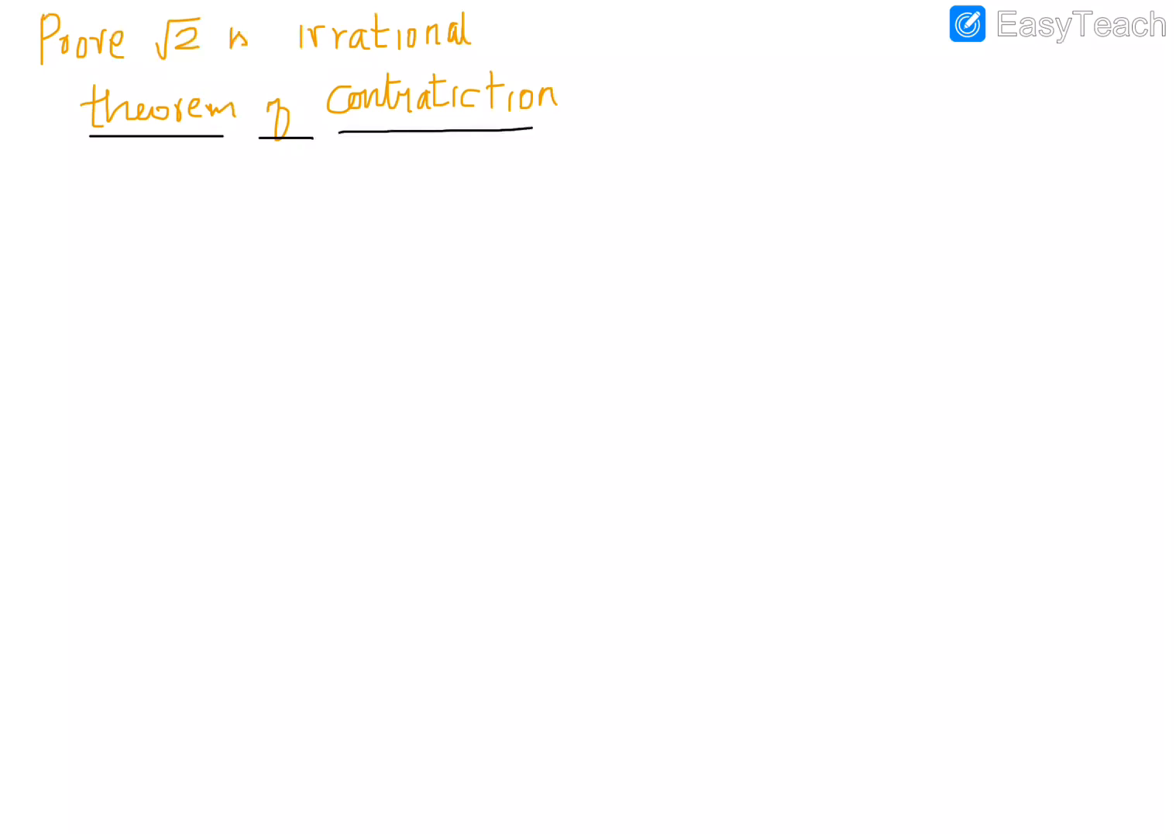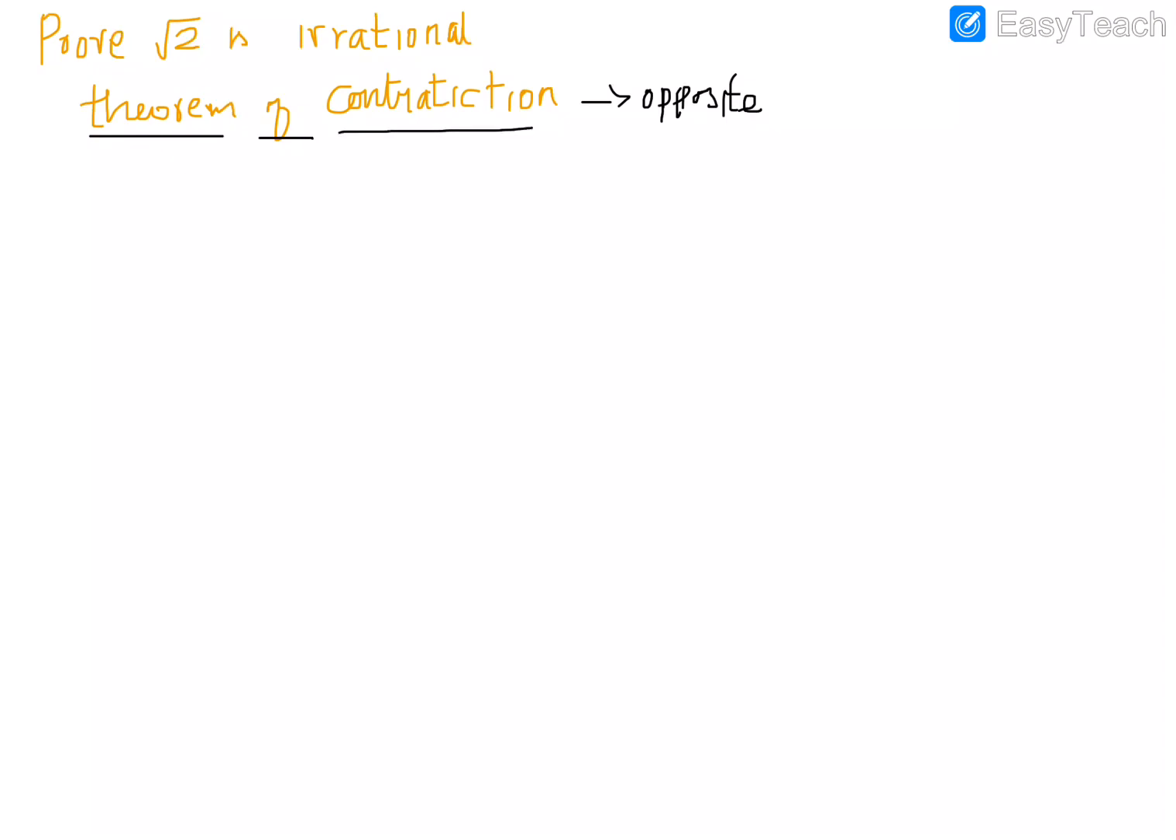So what is the theorem of contradiction? You can see the word contradiction, right? So here this means opposite. So we are going to assume our given number as an opposite. So in an opposite way, we are going to prove that our assumption is wrong. Once we prove our assumption is wrong, then we indirectly prove that our given problem is correct. So let's start.